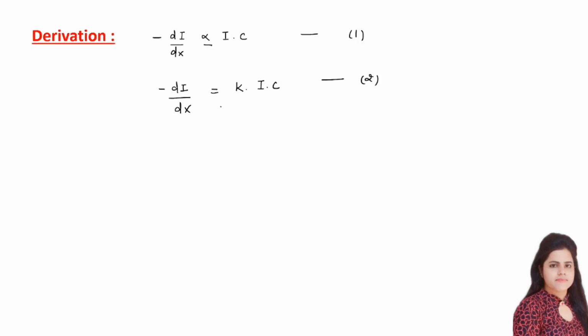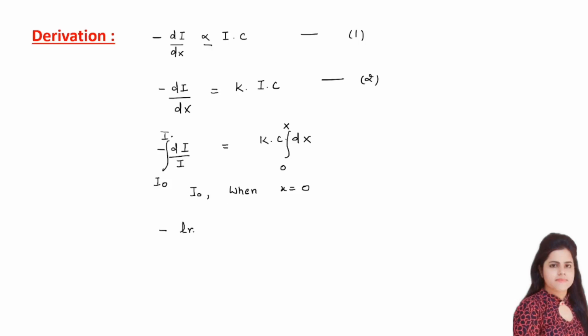Now what will I do? I will collect the same kind of quantities. So it will be minus dI by I equal to k into C into dx. Now it is on the left hand side. Now I will integrate to see the total change. I will put some limits. Here the lower limit is 0 and upper limit is x, and here the lower limit is I naught. I naught is the limit when x is 0, when the optical path length is 0. I is the upper limit.